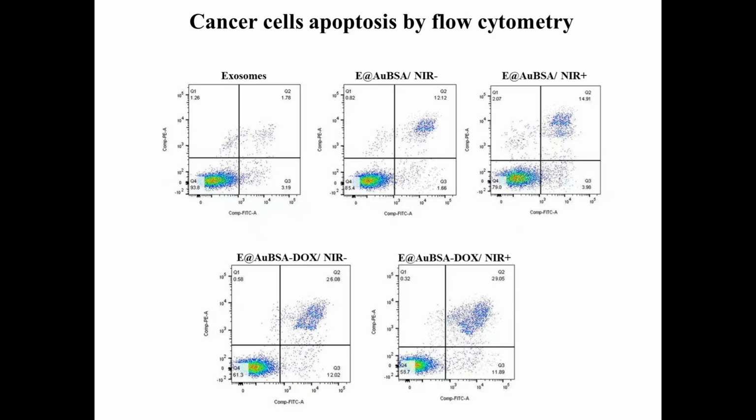Here is cancer cell apoptosis by flow cytometry. We treated cancer cells with gold BSA and gold BSA doxorubicin with or without phototherapy. We observe exosomes loaded with gold BSA and doxorubicin are more toxic for cancer cells.